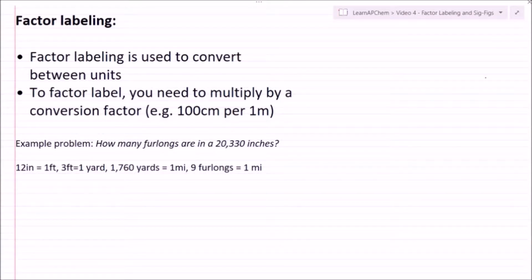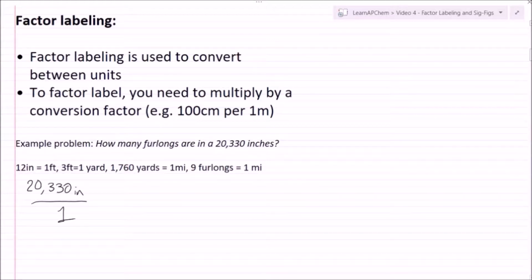How many furlongs are in 20,330 inches, given that there's 12 inches in a foot, 3 feet in a yard, 1,760 yards in a mile, and 9 furlongs per mile? So I find the best way to start these is to just write this base number that you're given over 1. So 20,330, and then always write the unit, inches, over 1.